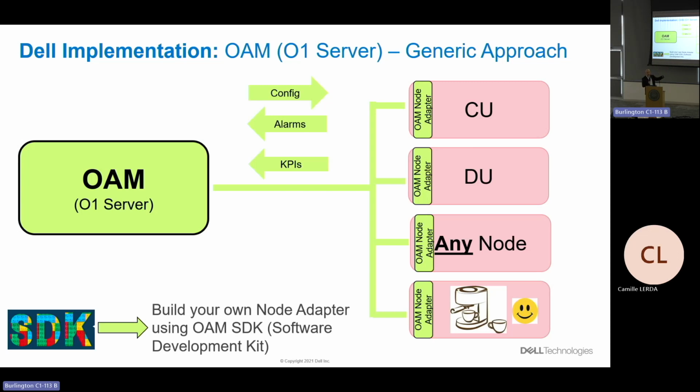That is a simple plugin that once you develop it, your node will be easily pluggable into our OAM framework and will receive all the required services, configuration, alarms, statistics, and so on. And you can even see underneath here this naive picture of a coffee machine. So you can take this SDK, implement the node adapter for your coffee machine, and it will get all these services through our framework. Ask questions, guys, if you have.